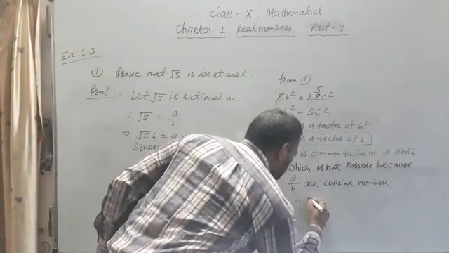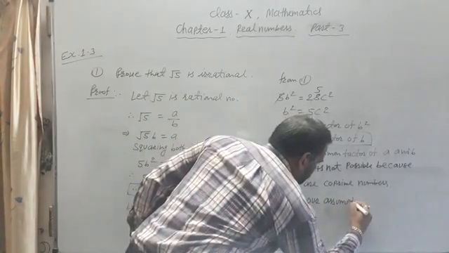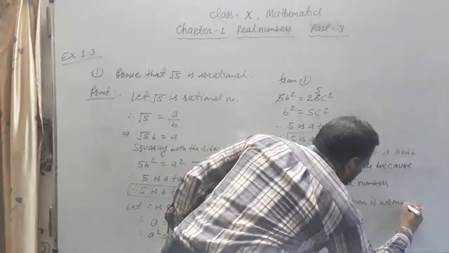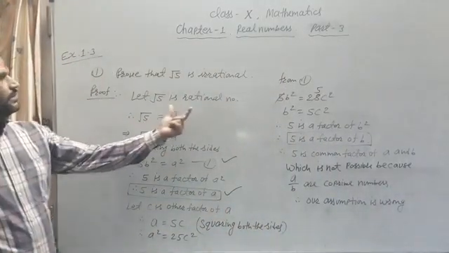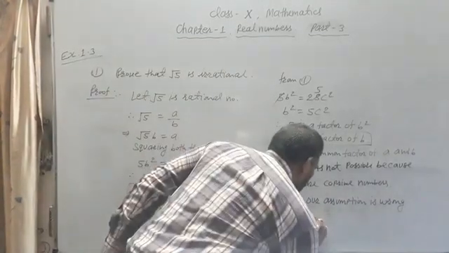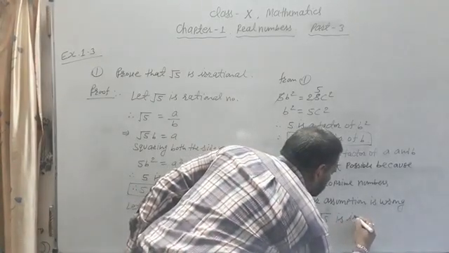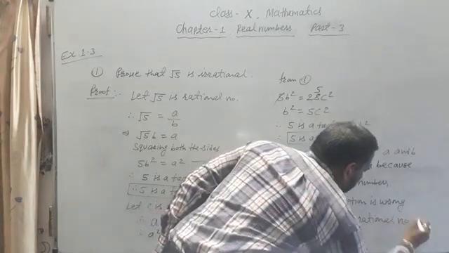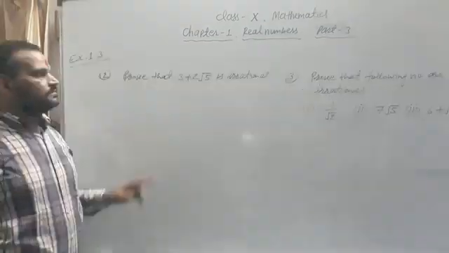Therefore our assumption is wrong. Jo aapne assume kiya hai ki under root 5 is a rational number, that is wrong. Therefore we can write under root 5 is an irrational number. Right? Under root 5 is an irrational number.